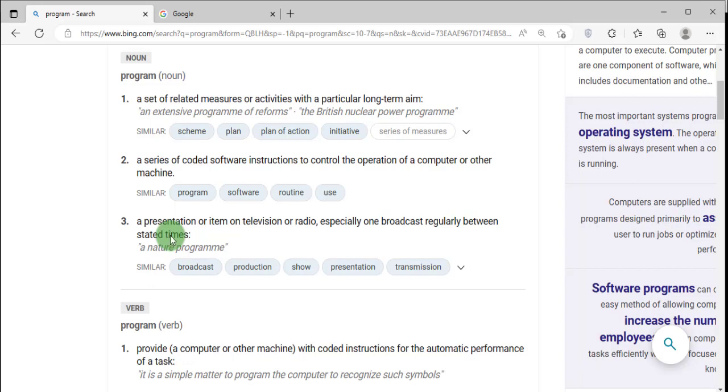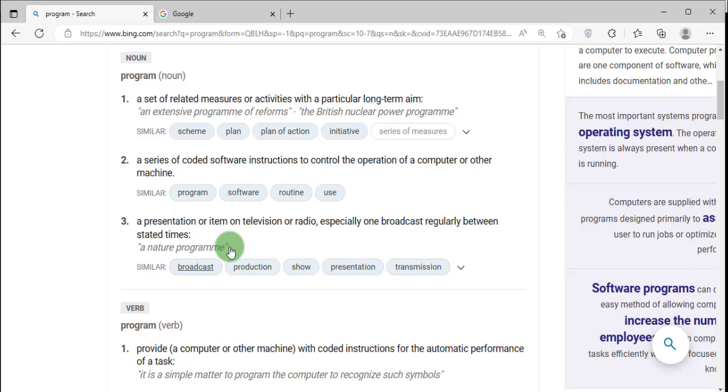Okay, so while these programs are broadcast on television and radio, this definition is saying that there must be a time for those broadcasts. Like there is an example, a nature program, a program about wildlife, a documentary. So here are keywords as well.